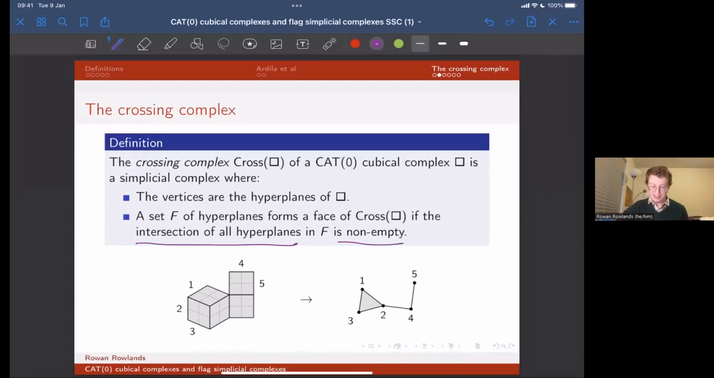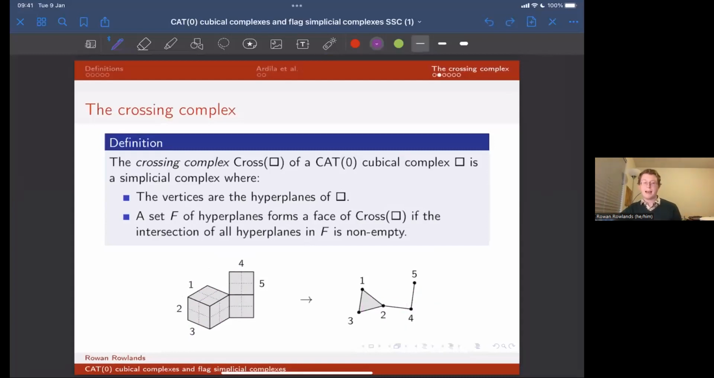So let's take a look at an example. If we start with this cubical complex here, for example, the set {1, 2, 3} forms a face of the crossing complex because the hyperplanes 1 and 2 and 3 all intersect in a common point in the middle of this three-dimensional cube here. Or for example, {2, 4} is a face because hyperplanes 2 and 4 intersect at this point here, and so on.